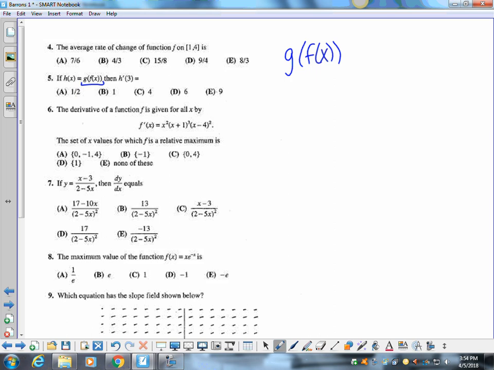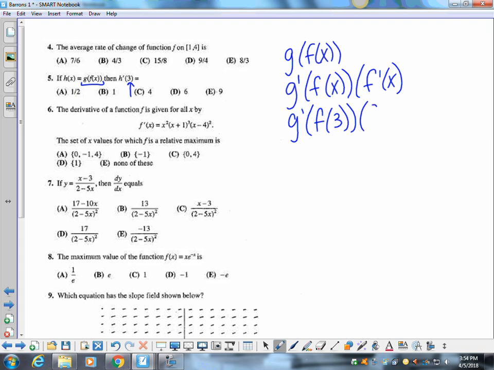Okay, and again, I don't know what the functions are, but it's derivative of the outside, leave the inside, times derivative of the inside. It's the turducken, how we talked about it in class. So that's it. Now I want it at 3. So g prime of f of 3, f prime of 3. Now I'm going to use my chart. So I need f of 3 and I need f prime of 3.